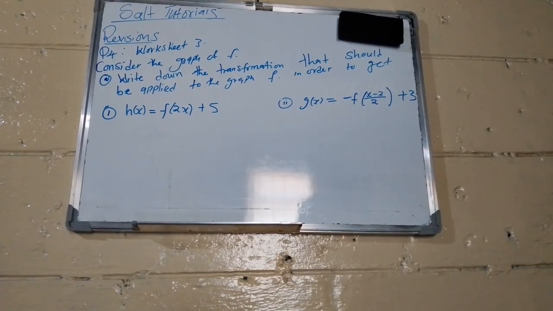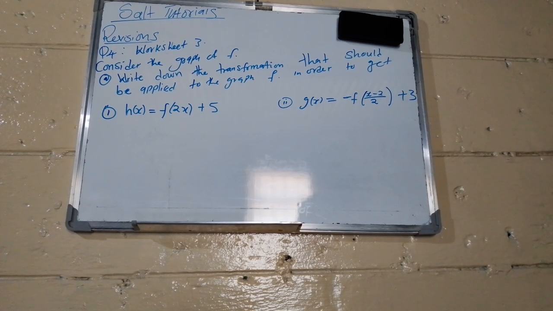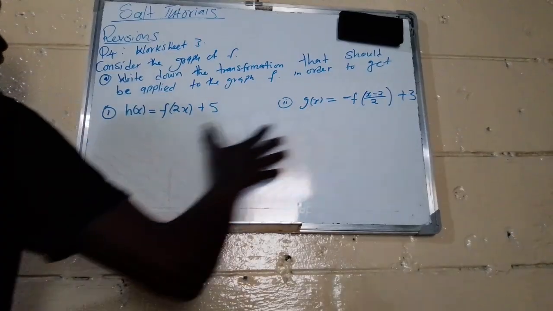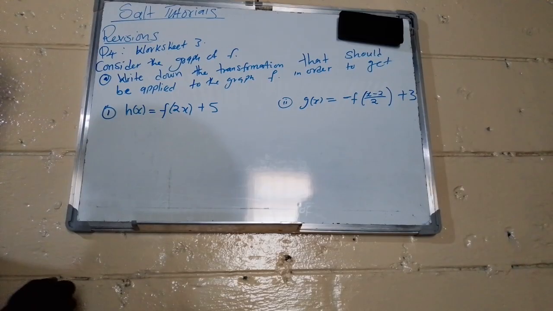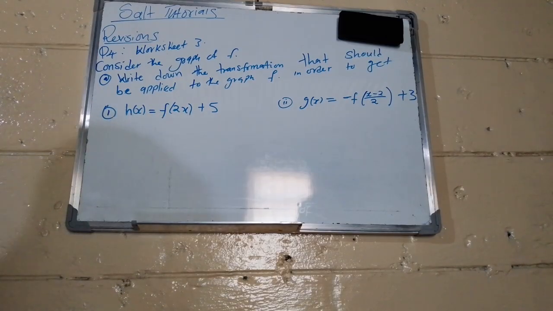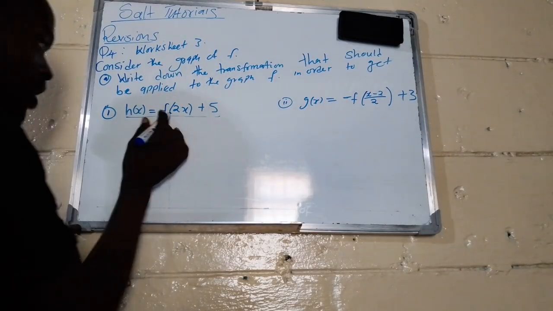So we have shifted to look at question 4 of the same worksheet 3, where the question says to consider the graph of f. Then we're being told to write down the transformation that should be applied to the graph of f in order to get these final graphs. So what transformation was applied to f so that we can get this? Use the same rules. So you look at this. What was happening to f so that we can get h of x?